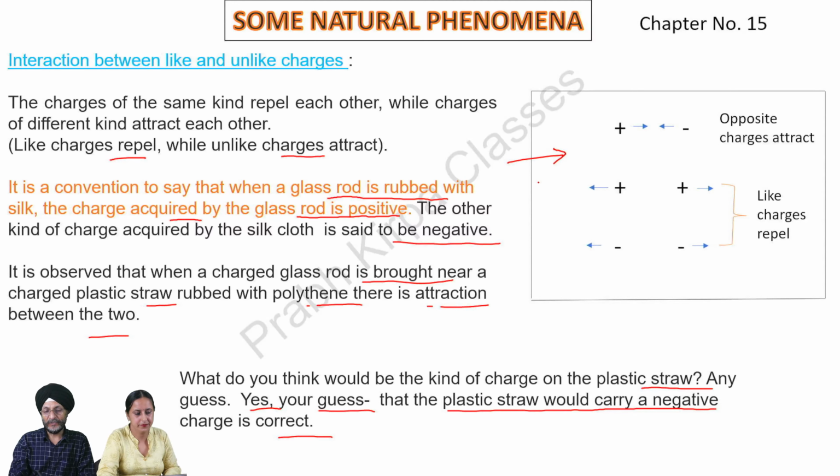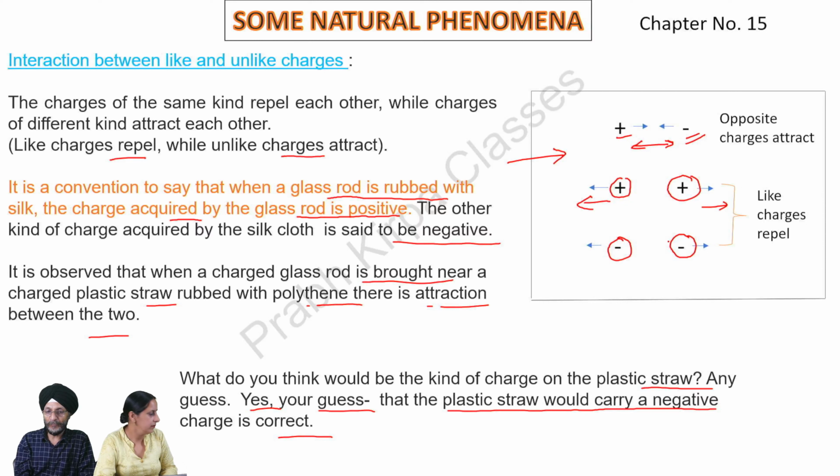In this picture, we have shown that this is the positive charge and here it is the negative charge. Both these charges are opposite. These opposite charges are attracting each other. Here you will see that this is a positive charge, this is also a positive charge. Like charges are repelling each other. Here you will also see that this is a negative charge, this is a negative charge, and both these charges are repelling each other as like charges repel.